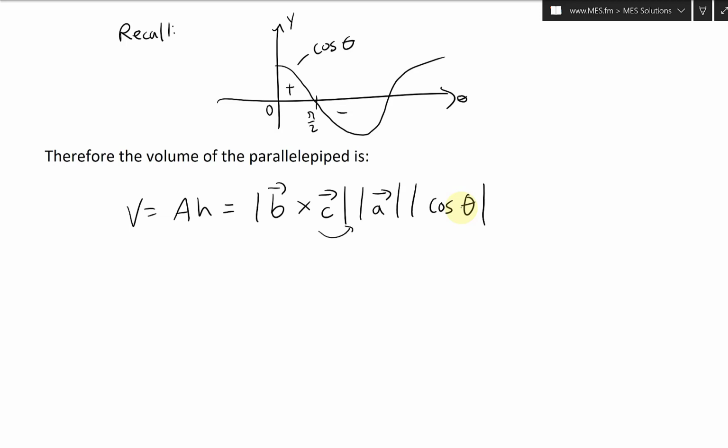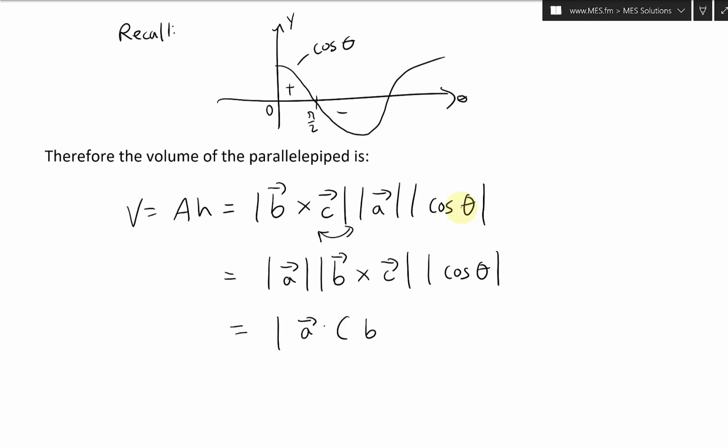What I'm doing is switching these around, because these are just lengths, basic multiplication of lengths, so that we can write it in the form we're used to. We could write this as the length of A times the length of the cross product B cross C, and then the absolute value of cosine theta. Again, this is the dot product. This equals A dot, then this vector, B cross C in brackets like that.